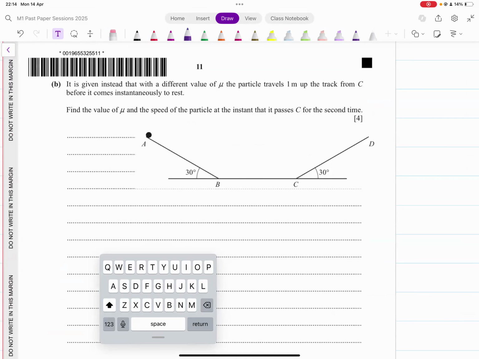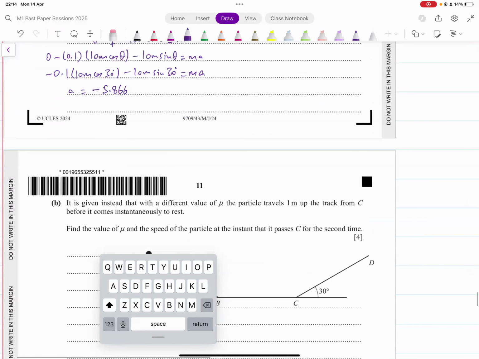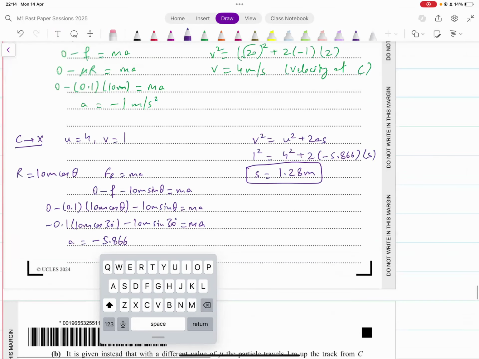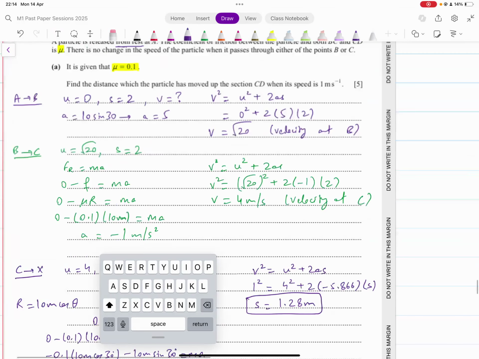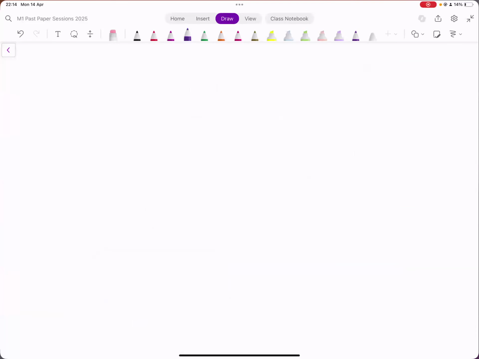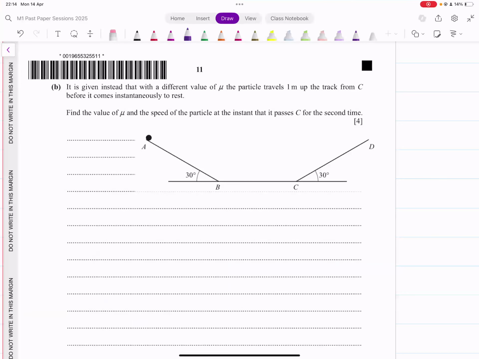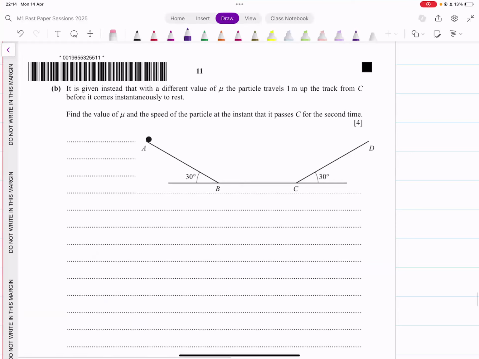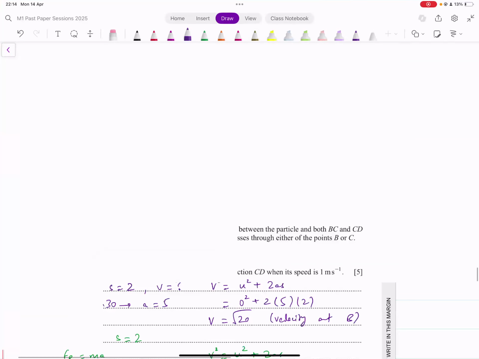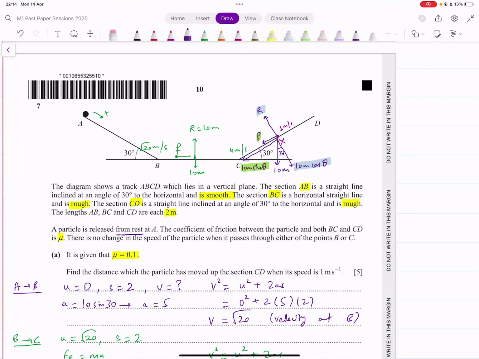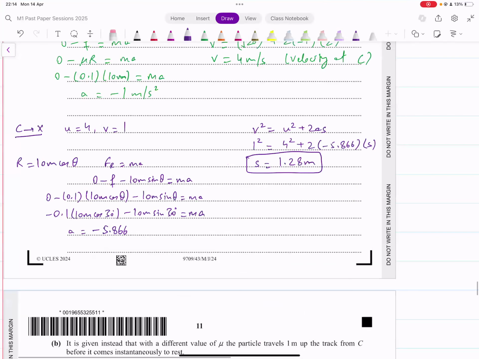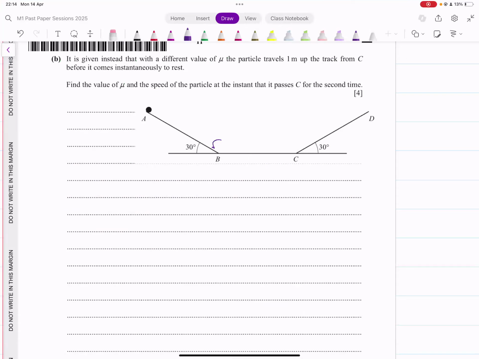Okay, so now the only thing that's changing is the value for mu, right? The value for mu is changing. That means for the first part of the journey, from A to B, everything is the same as before. So at B, the speed is going to be the same as before, which was root 20. So from A to B, nothing changes. This is still square root of 20 meters per second at this point.